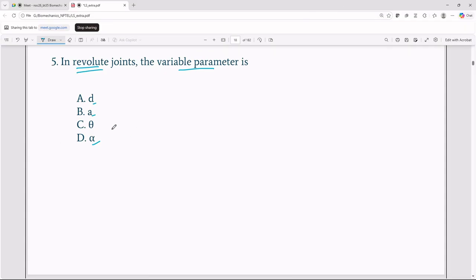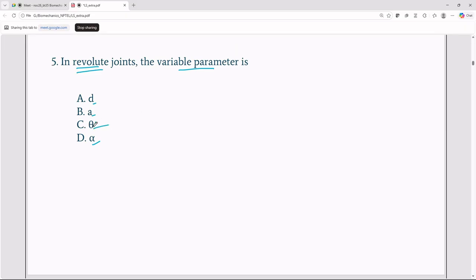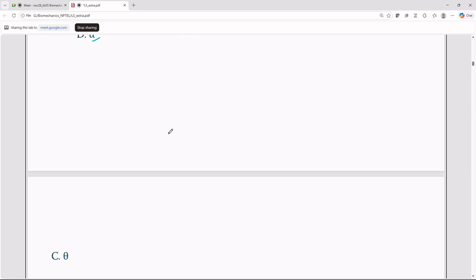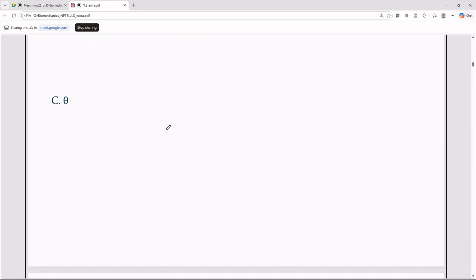Answer is option C, theta. So for revolute joints, the angles have only rotation with respect to the joints. So here in DH parameters, theta represents the variable parameter for revolute joint rotation.